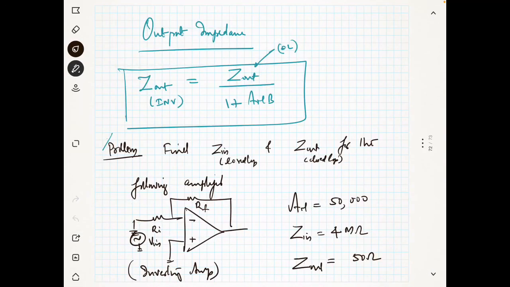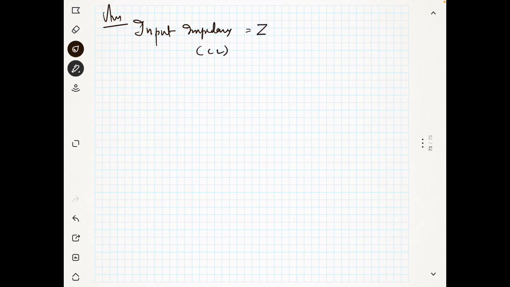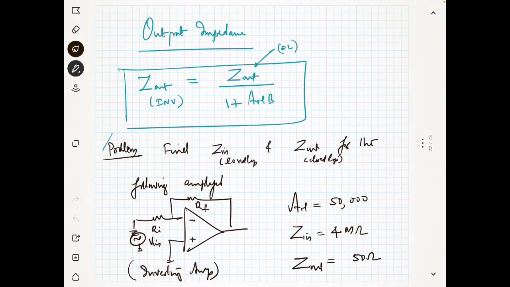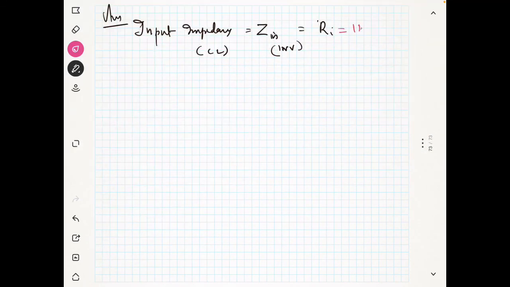Now we will see how to find it. We will find the input impedance in closed loop. That is nothing but Zin of the inverting amplifier, which is equal to, no, there is no 1 plus, it is nothing but Ri. It has been given that Ri is equal to 1 kilo ohm and RF is given as 100 kilo ohm. So we will get the answer, this is equal to 1 kilo ohm.